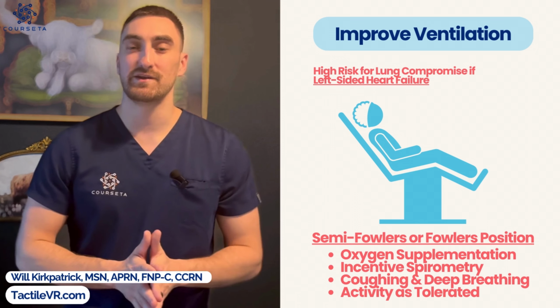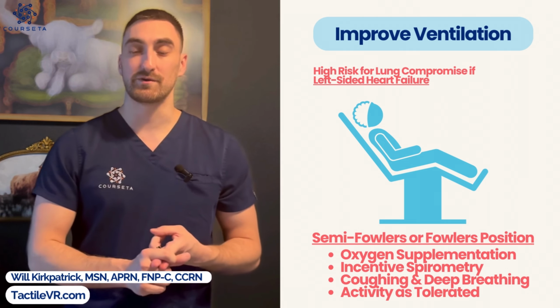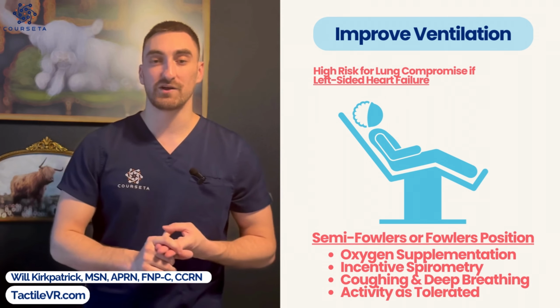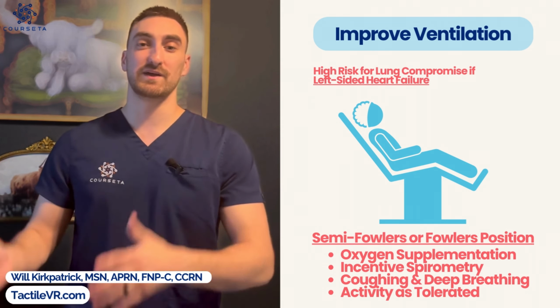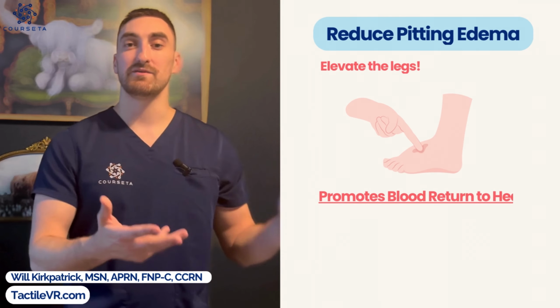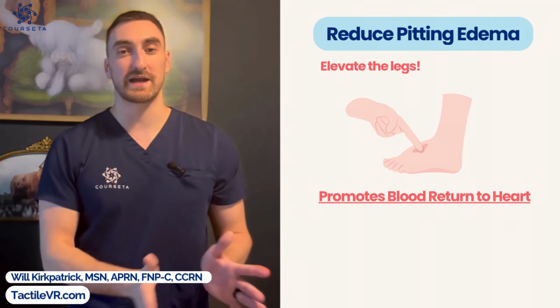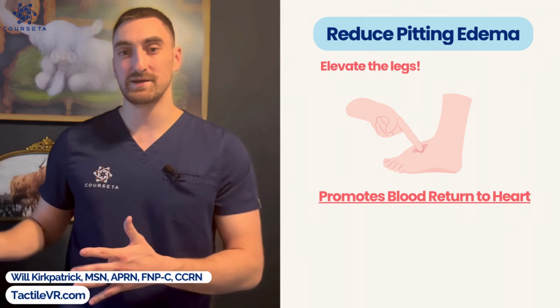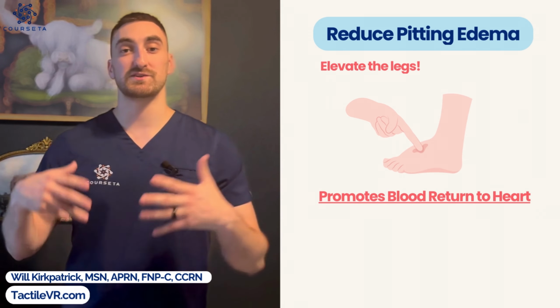What else increases the ventilation? Well, we want to do incentive spirometry, we want to do coughing and deep breathing, and of course, activity as tolerated to make sure they continue moving, because the more sedentary they are, the more likely that blood is going to back up into the lung. So how we talked about elevating the head of the bed, we also want to elevate the legs, because that also promotes blood to return back to the heart instead of getting pitting edema. Now, compression stockings can be used, but you just want to watch with caution, and especially with those DVTs.